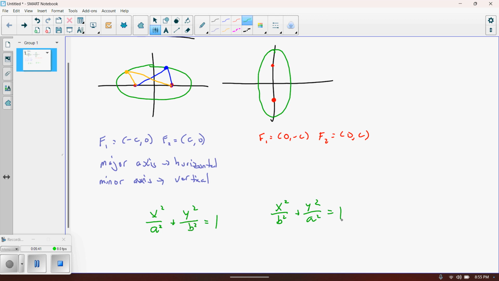The reason for that is that the a value is going to be the location of the major axis vertices.